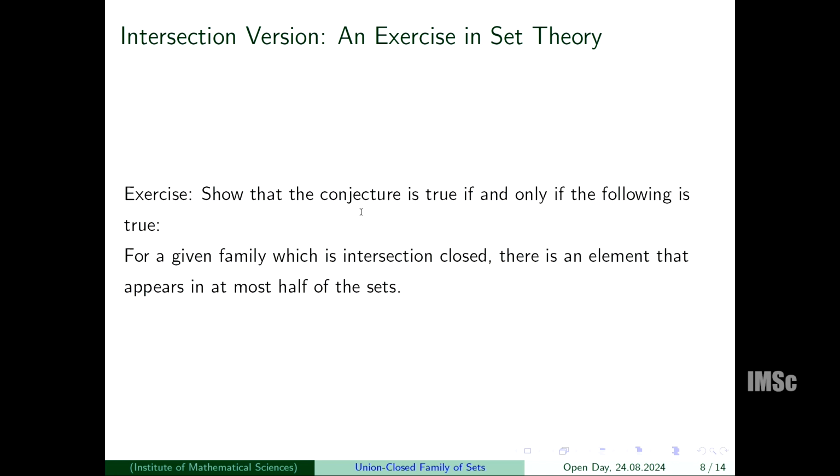So an exercise in set theory is to show that the conjecture we just stated is true if and only if this statement is true: that for a given family which is intersection closed, there is an element that appears in at most half of the sets. There we had a union closed family and we said there is an element that belongs to at least half of the sets. Now it's like a dual of that.